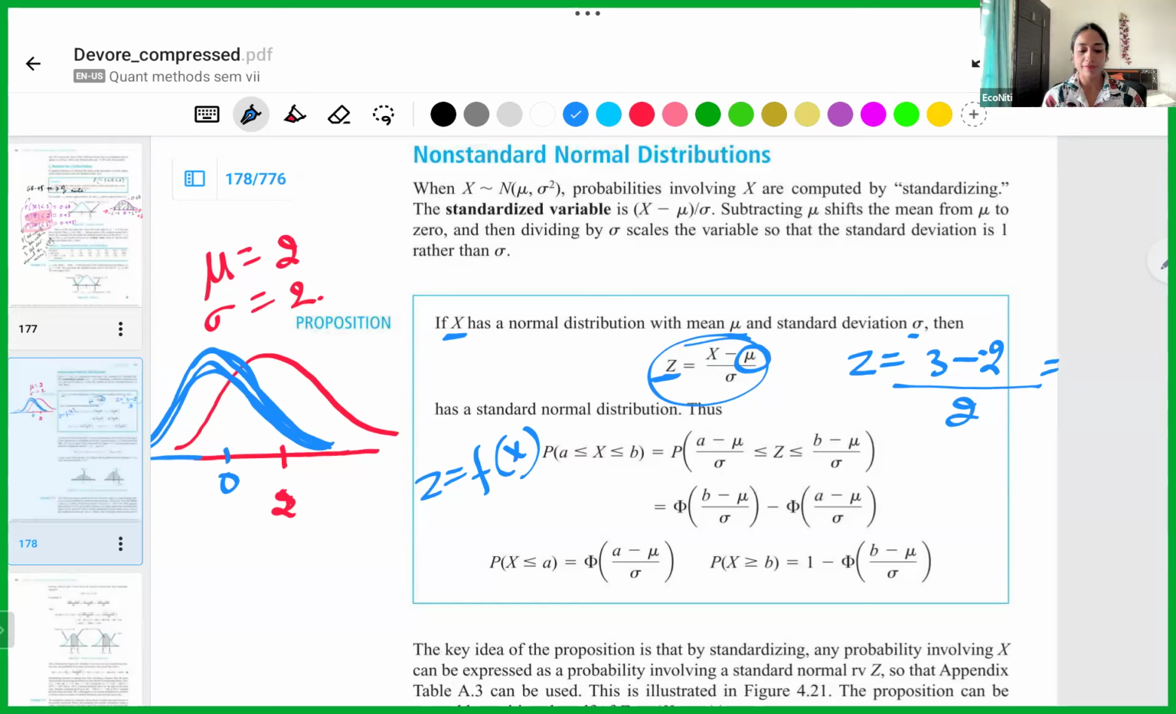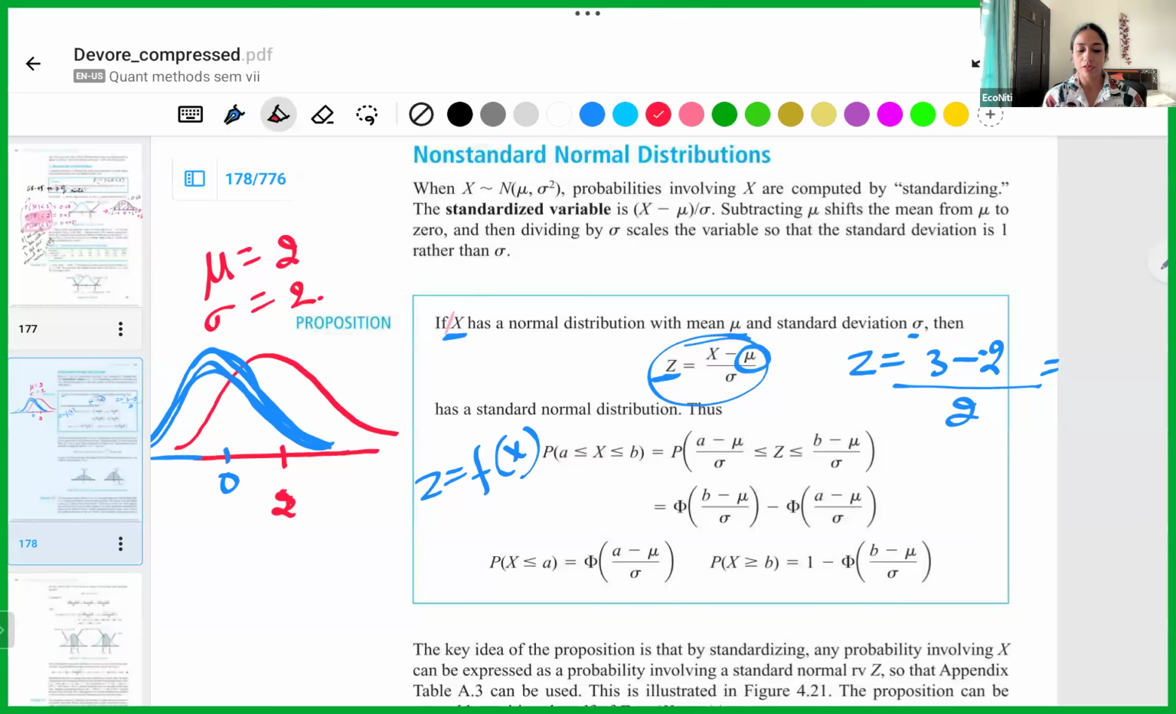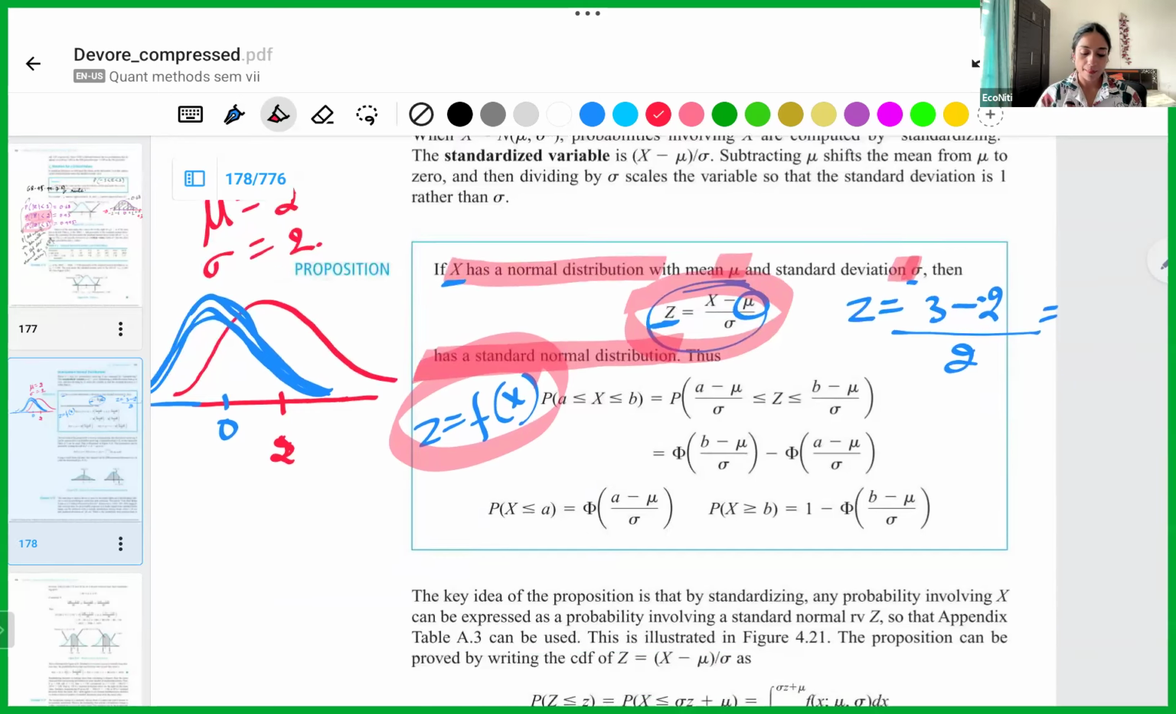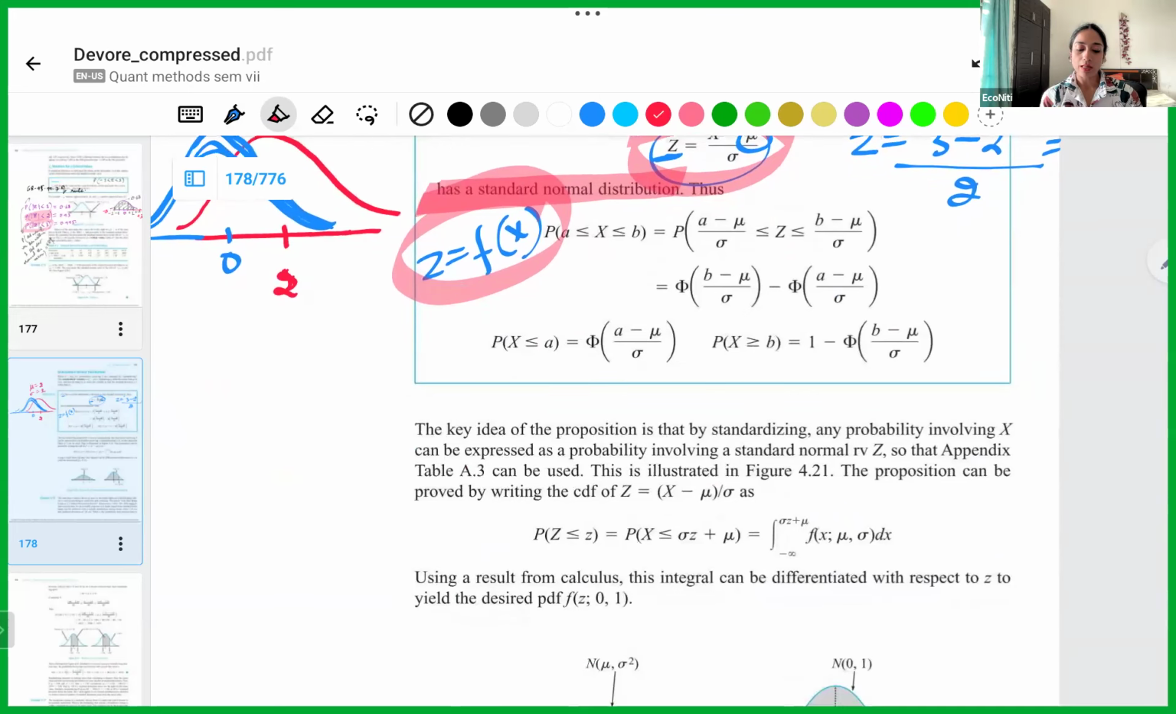right? What this says is if x has a normal distribution, some mean, some standard deviation, and you define another RV, which is a function of this random variable, this will have a standard normal distribution and it will have all the properties of the standard normal distribution. ठीक है ना? So the key idea of the proposition is that by standardizing, you subtract the mean, divide by the standard deviation, इसको बोलते हैं standardization, right?